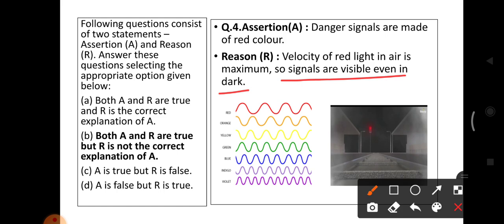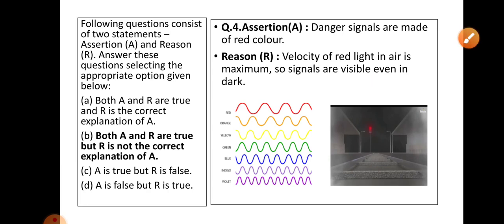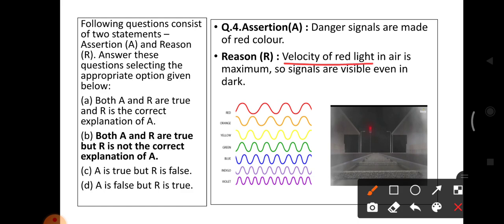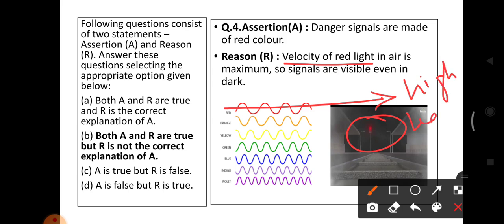No, not only because the velocity of the red light is maximum. The velocity of the red light is a maximum and it is least scattered by the particles present in the atmosphere. Due to that least scattering only, we have made the signals red in color. It has the highest wavelength is one reason, and another reason is it is least scattered, but they have given signals are visible even in the dark.